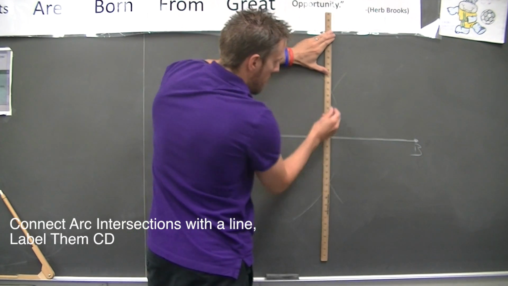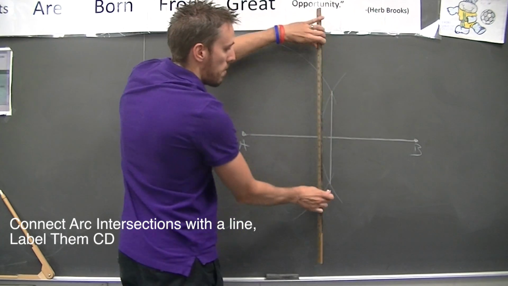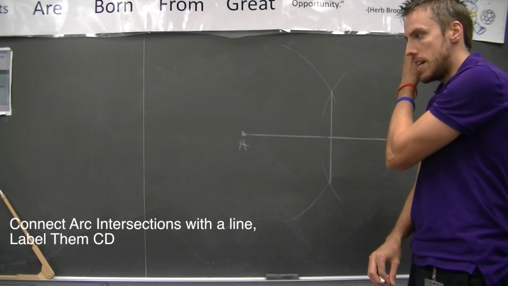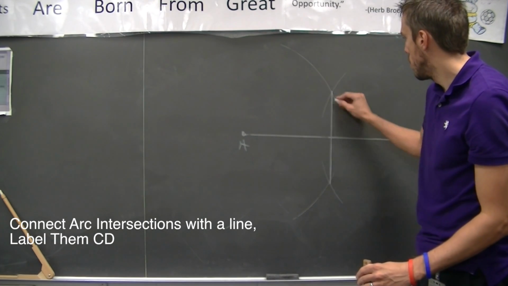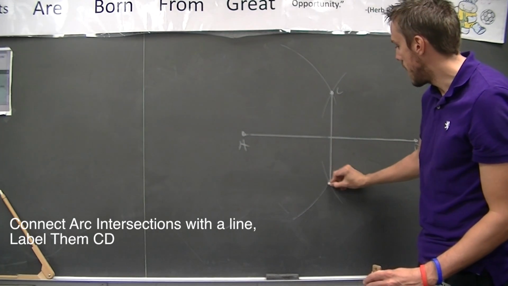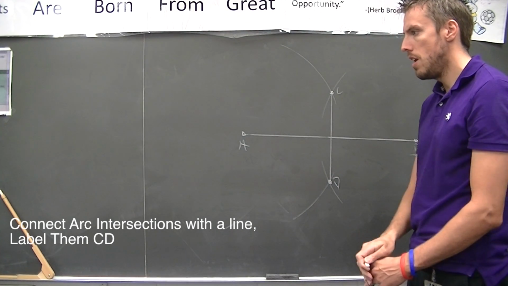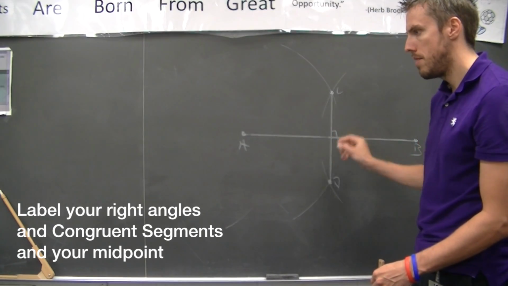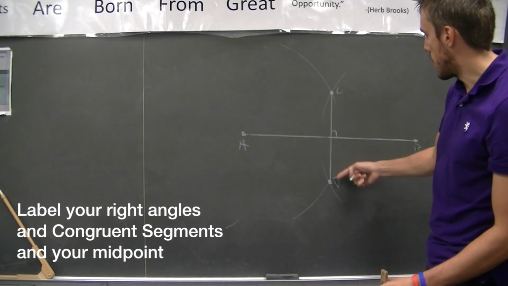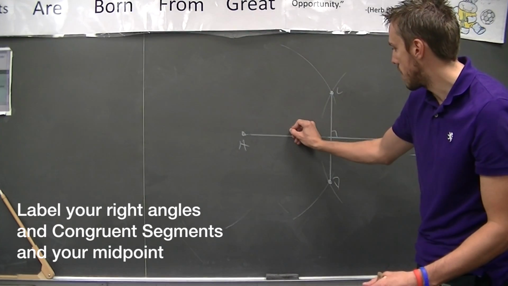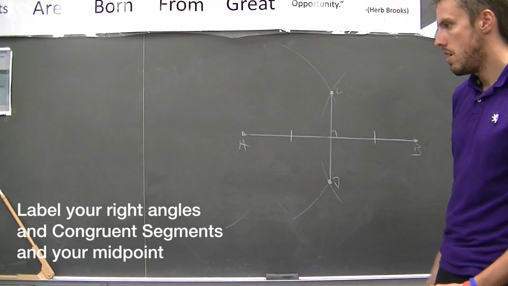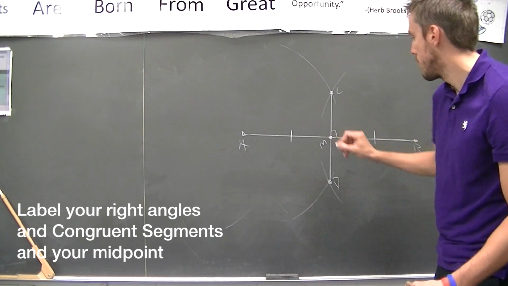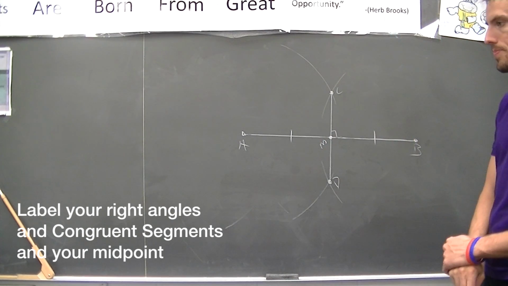Once I have this, I'm going to connect my two intersection points. Create my perpendicular bisector. Now, I want to label this as CD. So we have this as C, this as D. And we're going to make sure that we have a right angle. And this is going to be our perpendicular bisector. It bisects this, so that means that this is going to be congruent to this. We have our midpoint here, we can call M. And there's our perpendicular bisector.